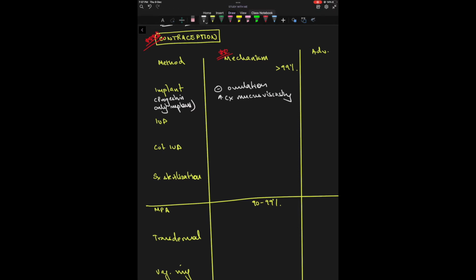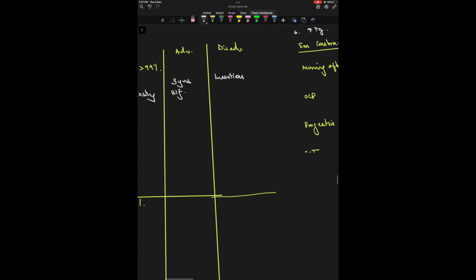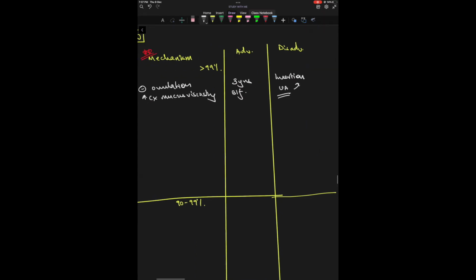Advantage is that it can be used up to 3 years, and it is safe with breastfeeding. What is the disadvantage? Not so much. Irregular periods can be there and scarring at the insertion site. Where is it inserted? The implant is inserted in the upper arm, so there the female might complain of scarring.